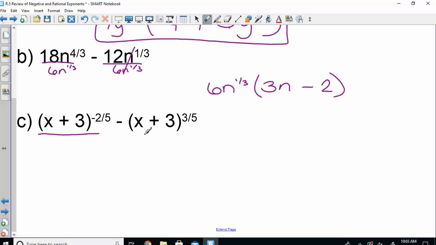We have two terms. This is a term, and this is a term. They look very similar. What do they both have? X plus 3. That's what we're taking out. We take out the smaller power. So is negative 2/5 or positive 3/5 smaller?